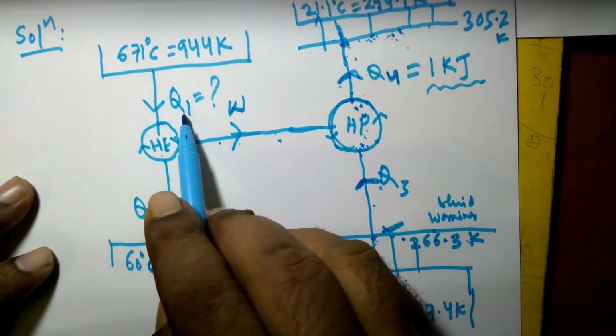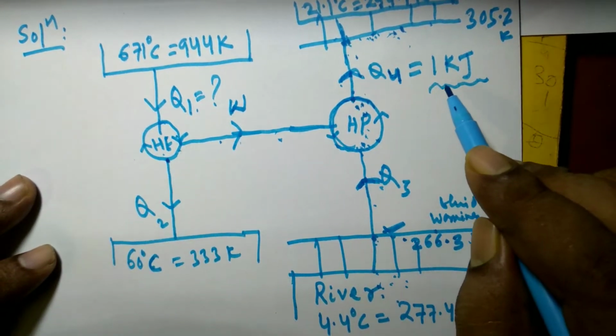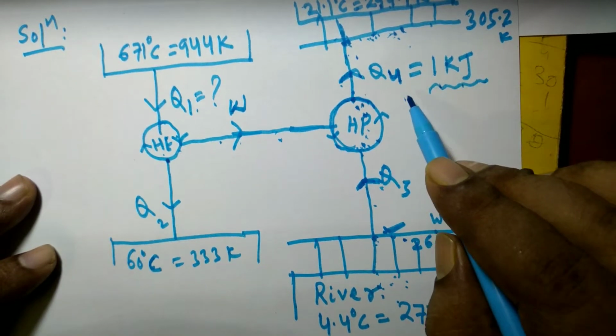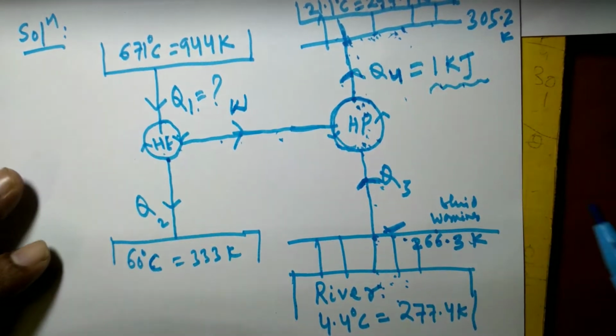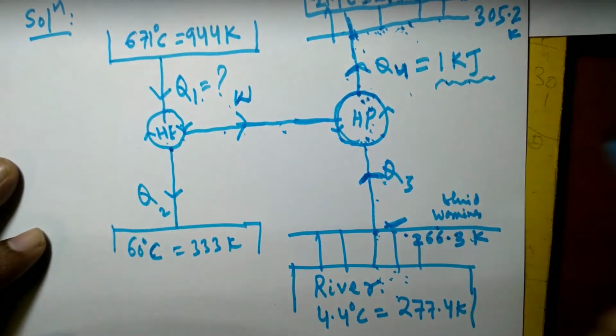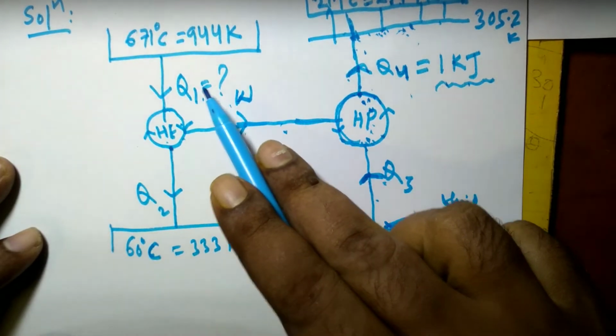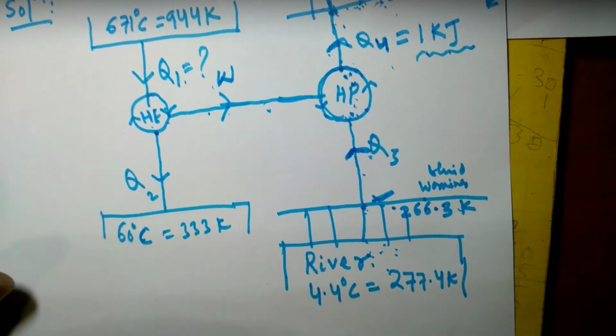By giving what amount of heat input to the heat engine can we produce 1 unit of heat output from the heat pump? Is it less than 1 kilojoule we have to give, or more than 1 kilojoule, or equal to 1 kilojoule? That's what we are required to find out.